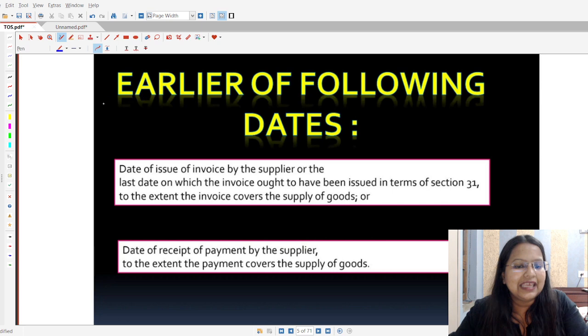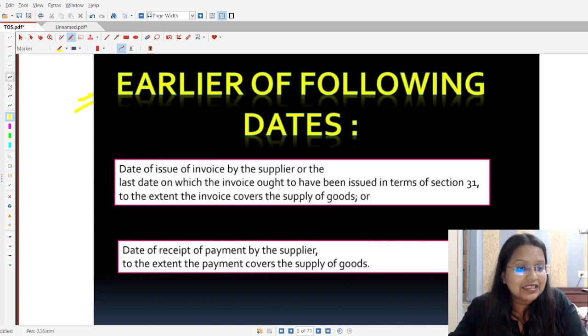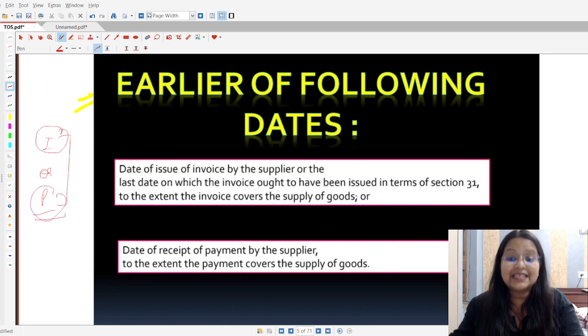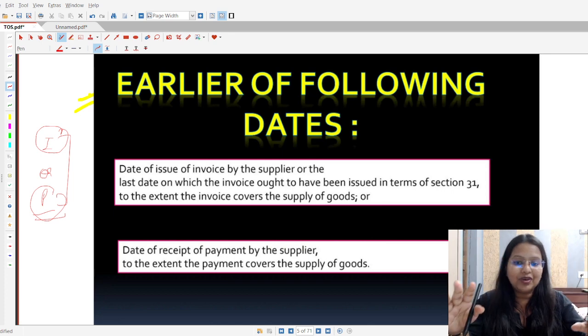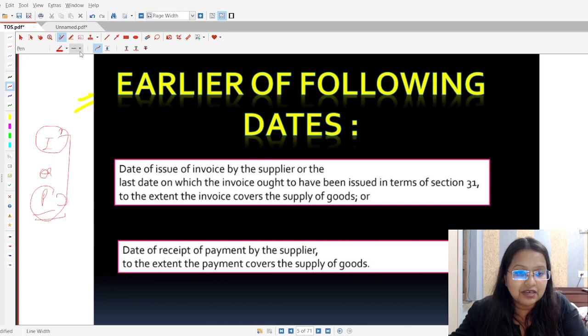Now, students, in the case of subsection number 2, they said that the earlier of the following dates shall be the time of supply of goods in case of forward charge. Now, what are those two dates? So, that is what memory technique we have covered for this point. Just recall it: I or P, whichever is earlier. I or P, whichever is earlier, means date of invoice or date of payment, whichever is earlier. Yes, I know there is a notification. I will tell you about that. But first of all, let's start with the section number. So, I or P, whichever is earlier, means date of invoice or date of payment.